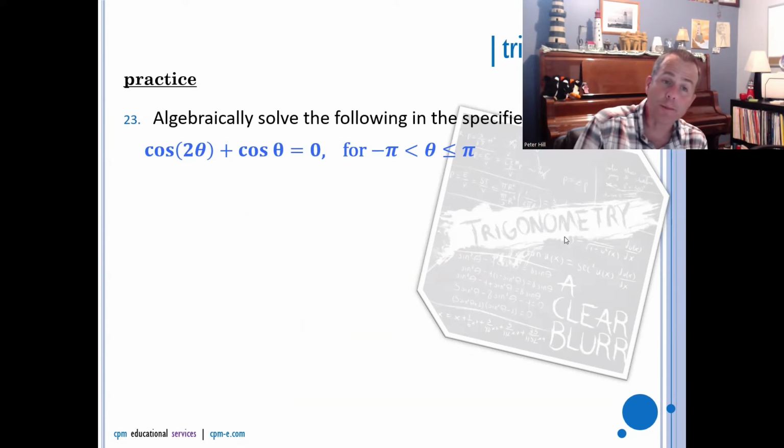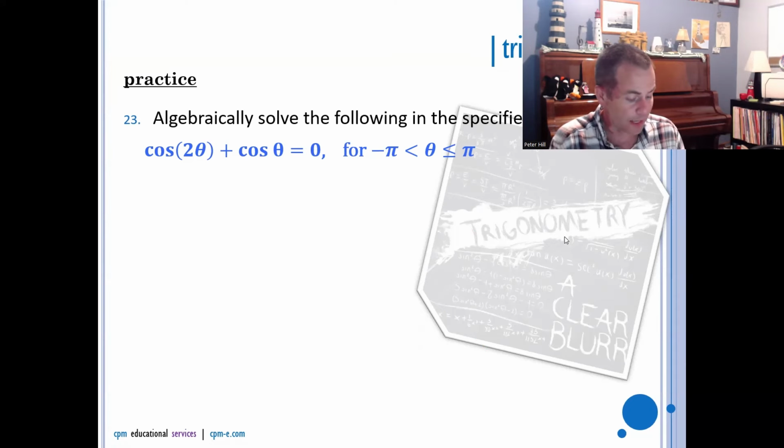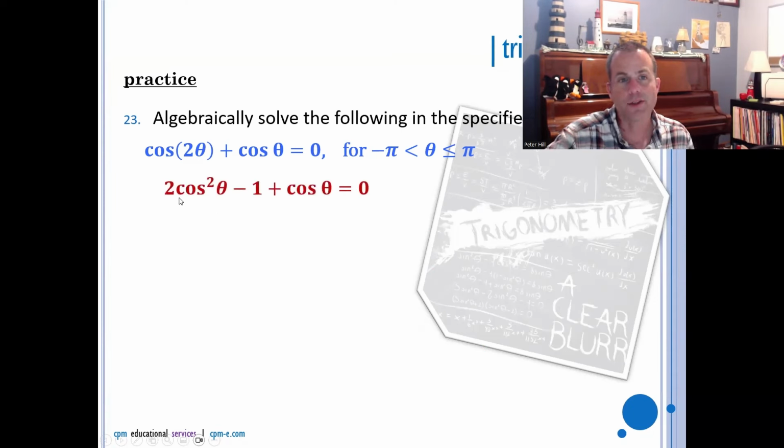I have 3 options to swap cos of 2 theta out with. But I don't want to use an option that involves sine because I'm not going to be able to try and factor this out if there's both sine and cos going on at the same time. So that leaves me with the 2 cos squared theta minus 1. I want to switch this to be 2 cos squared theta minus 1. Okay, so that's going to give me 2 cos squared theta minus 1 plus cos.